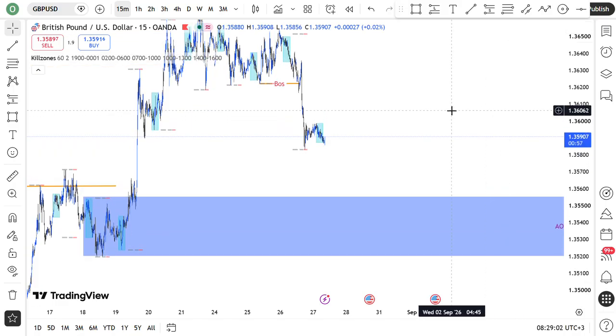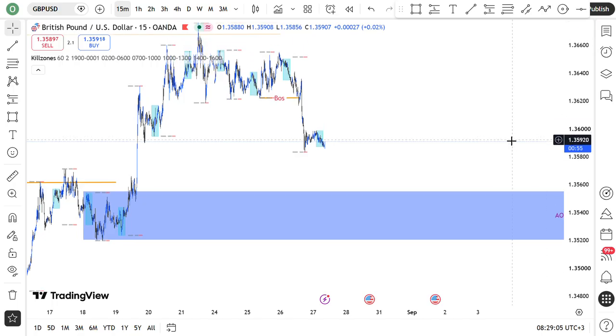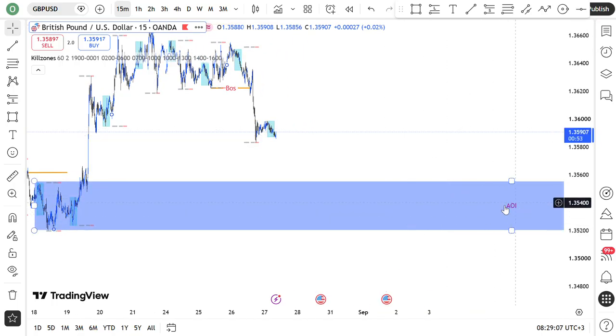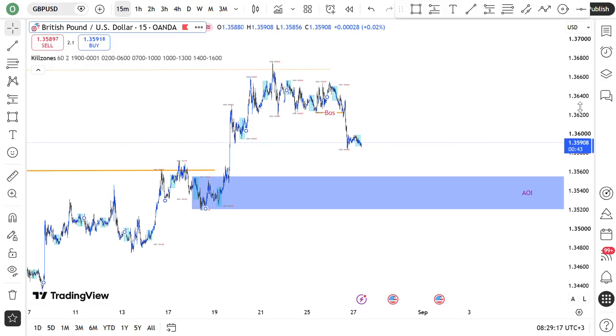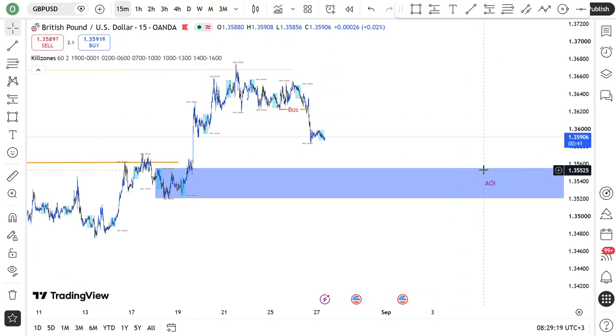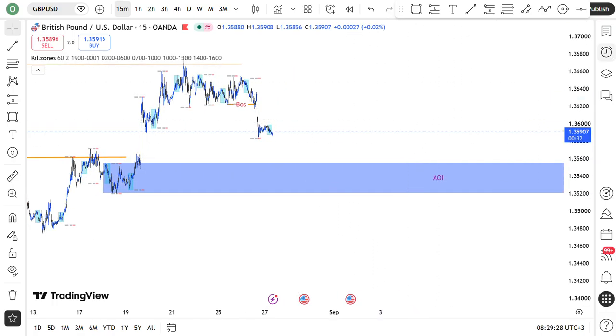So try to be very patient and wait at least for price to trade into this order block from a daily time frame, before we wait for a confirmation, which is a change of character inside our area of interest, before we get another aggressive move. So that is what I'm expecting from GBPUSD. Watch out on this daily order block. Whenever price taps into this order block, we would wait for confirmation before we execute another trade.